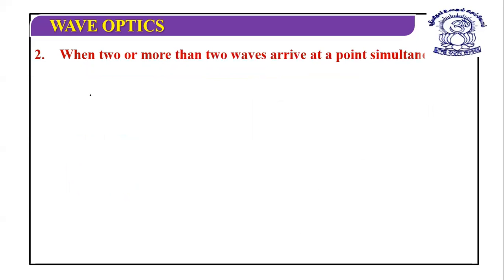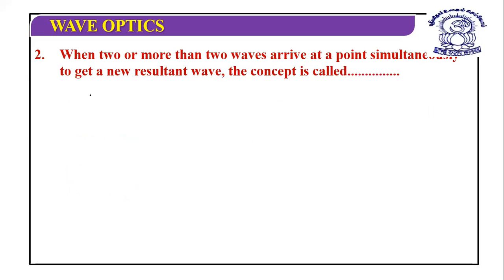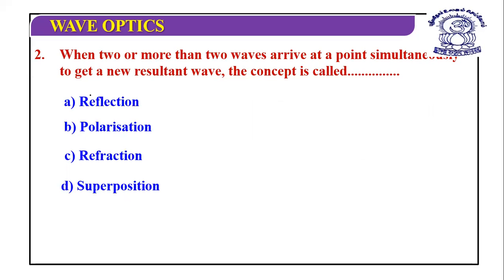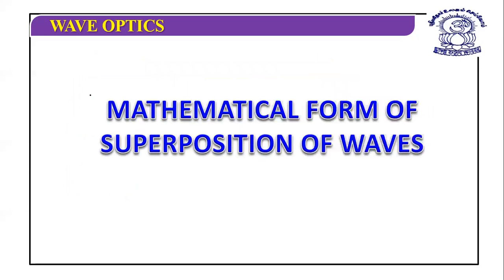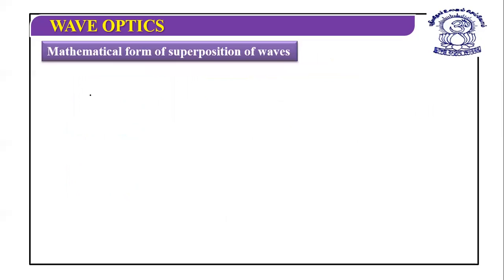Next question. When two or more waves arrive at a point simultaneously to get a new resultant wave, the concept is called superposition. Now, let us understand the mathematical form of superposition of waves.